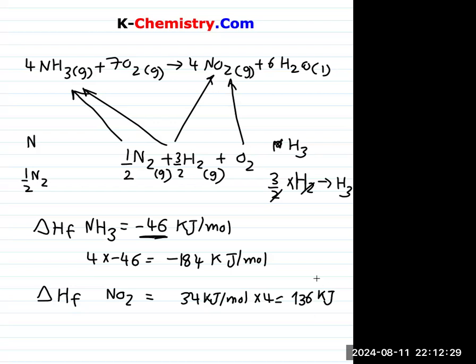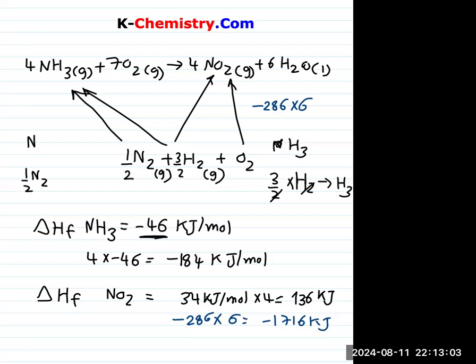136 kilojoules. Again, if you want to form water, you will look at the table and you will see that formation of 1 mole of water only from H2 and O2 requires minus 286. Again, you are not making 1 water only, you are making 6. So minus 286 multiplied by 6 equal to negative 1716 kilojoule.